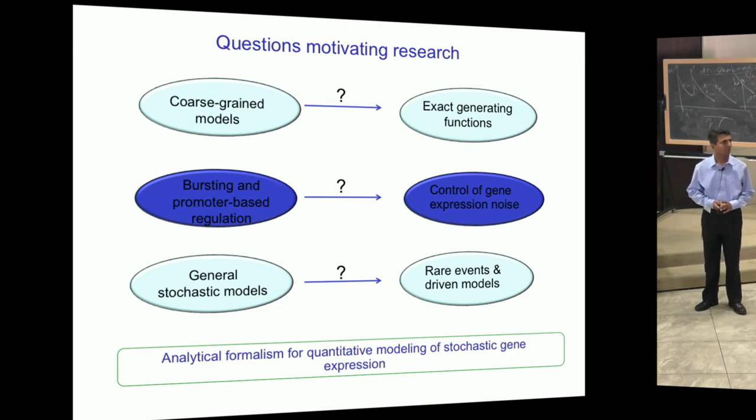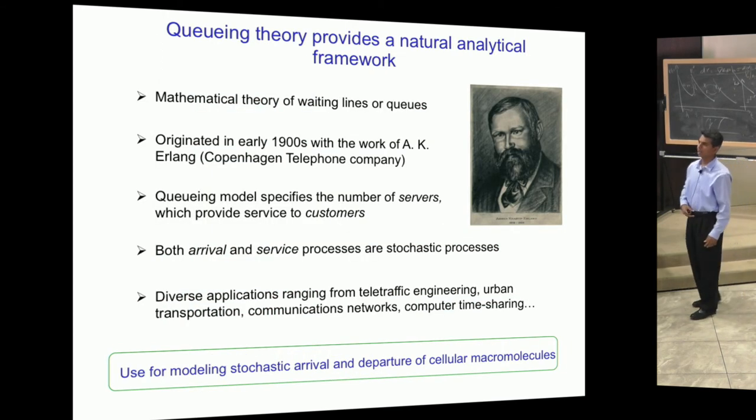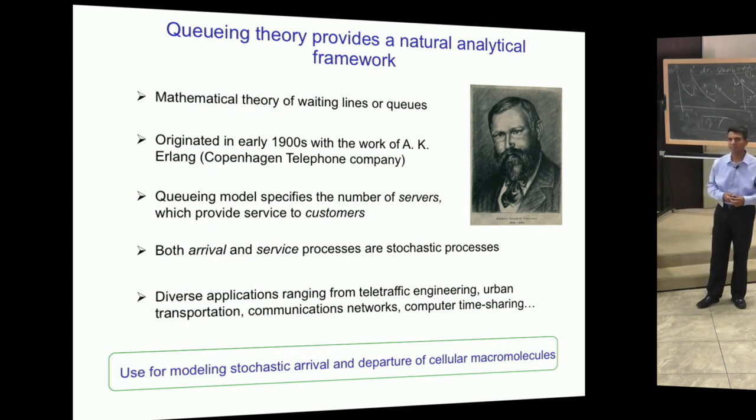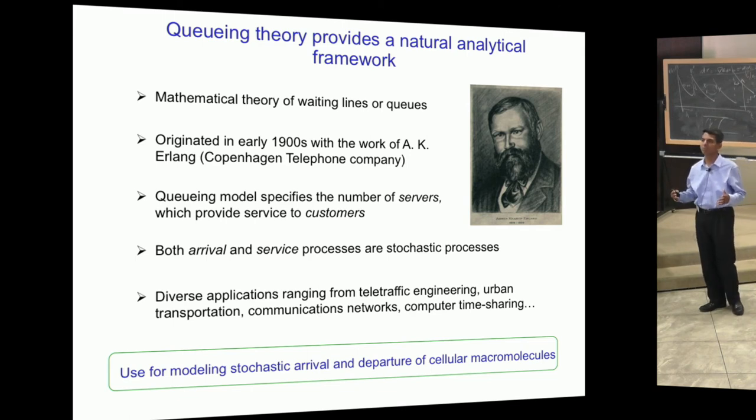Okay, so now I want to move on to what if the arrival time distributions are not purely exponential distributions, but in fact the statistics is different. How does that affect noise in gene expression? Okay, so how do we address that? One of the things we realized was that queuing theory offers a very natural framework for addressing such problems.